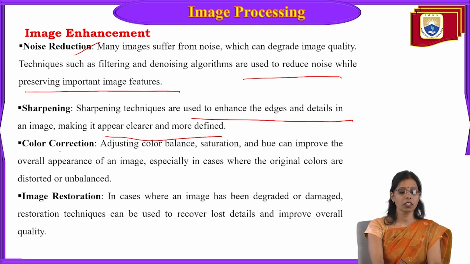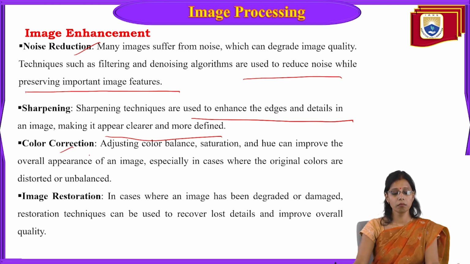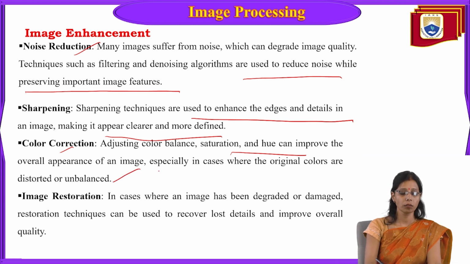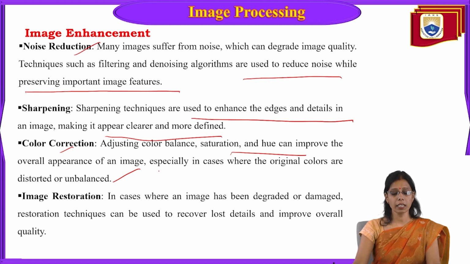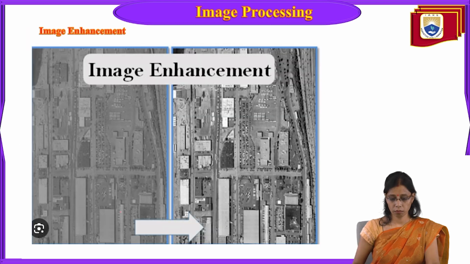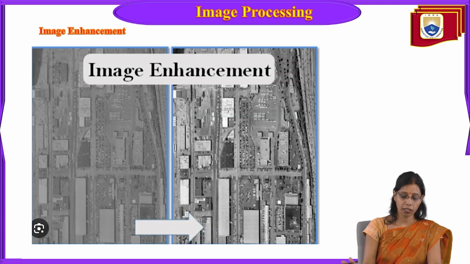Then we have color correction. So, what is color correction? Adjusting the color balance, saturation, and hue can improve the overall appearance of an image, especially in cases where the original colors are distorted or unbalanced. Okay, image restoration. In cases where an image has been degraded or damaged, restoration techniques can be used to recover lost details and improve overall quality. Okay, so this is how the image enhancements look.